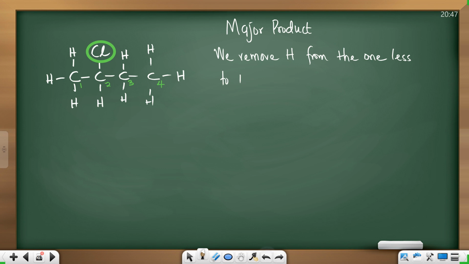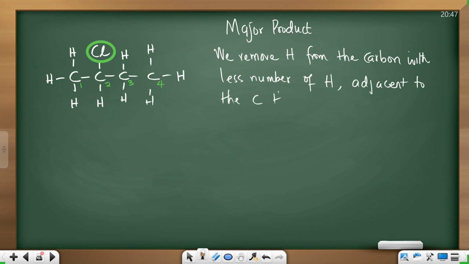Okay, no. We remove hydrogen from the carbon with lesser number of hydrogen. Adjacent means next to the carbon that lost the halogen. I'm going to explain all of this big grammar now.